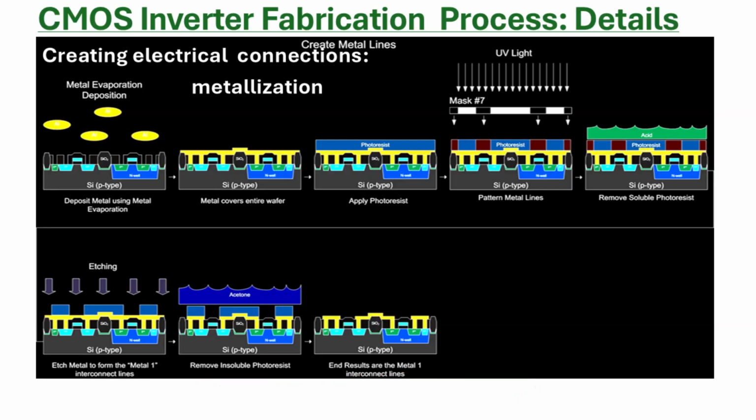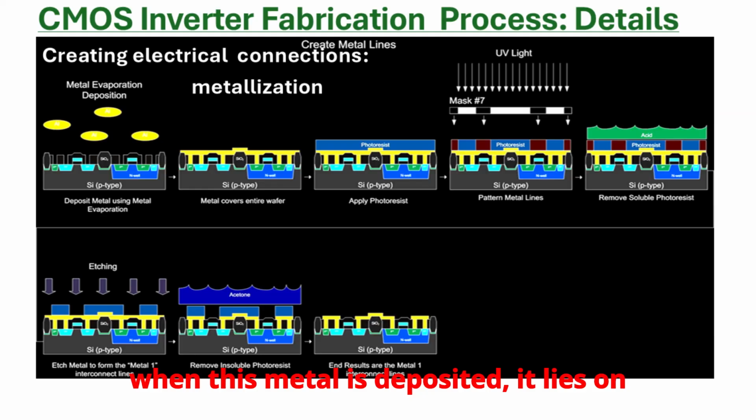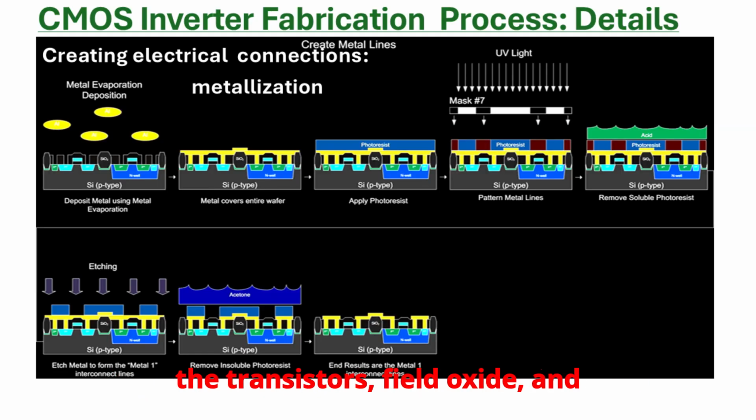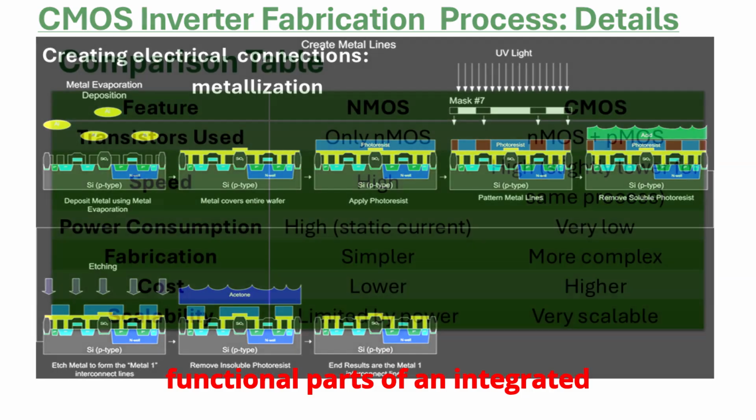One final note: when this metal is deposited, it lies on top of a very non-planar surface. You can imagine it having bumps and valleys from the transistors, field oxide, and polysilicon structures below. This non-planarity can affect the uniformity of the metal. So later in advanced processes, techniques such as planarization, CMP, chemical mechanical polishing, are used to smoothen the surface before stacking multiple metal layers. So, by completing this step, we have successfully formed the metallic connections that make our transistors functional parts of an integrated circuit.